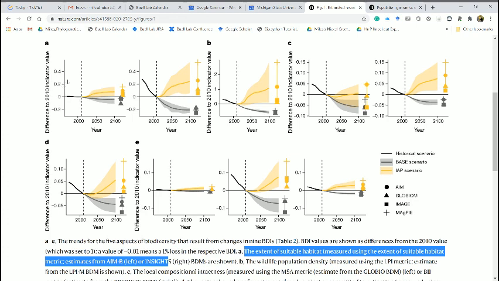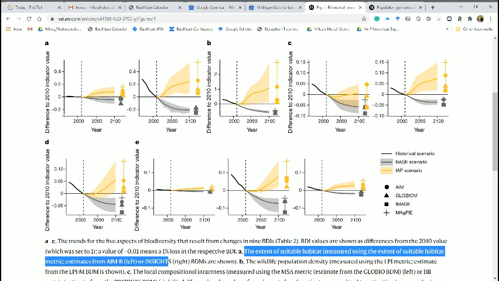Perhaps that's like habitat that can support natural biodiversity or something. I'm not sure. These are all computational models, by the way. And so here we see that in the baseline scenario, the extent of suitable habitat decreases, I think, whereas in the mitigation scenario, it increases.